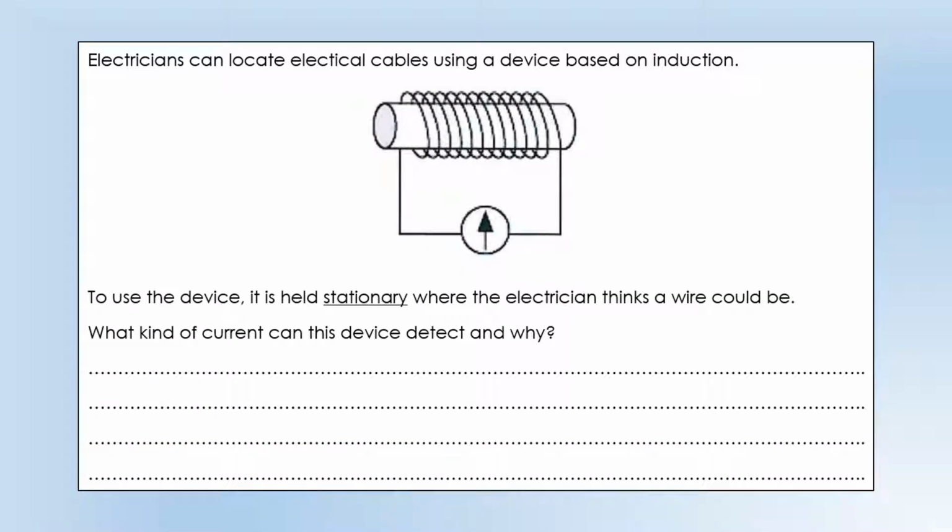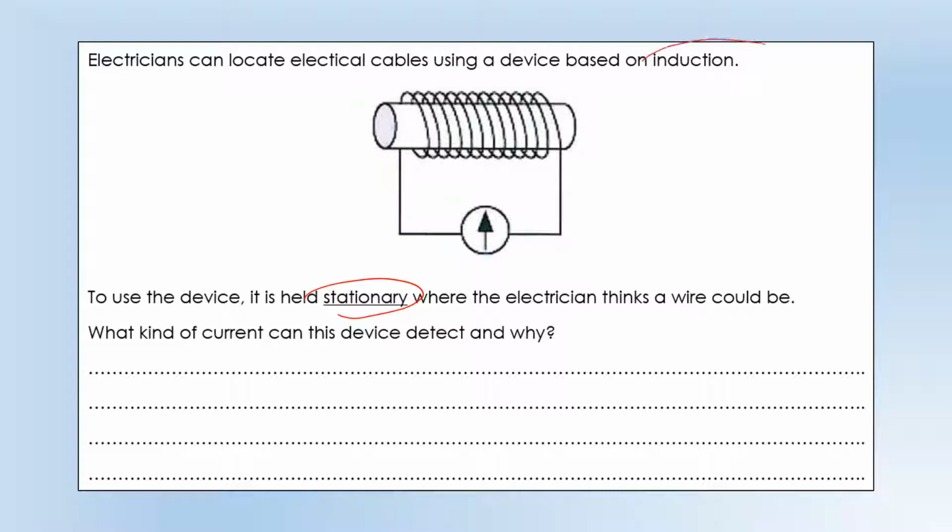So electricians can locate electrical cables using a device based on induction. We can see we've got some sort of galvanometer by the looks of it. We've got a rod through the middle to amplify the strength of the magnetic field, and we've got coils. Okay, pretty standard. So the device is held stationary where the electrician thinks a wire could be. What kind of current can the device detect and why?